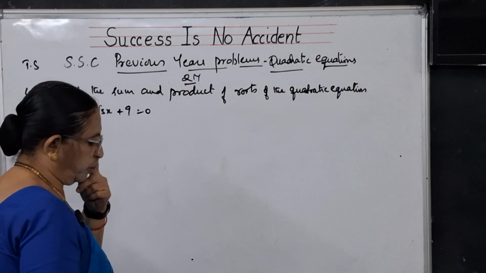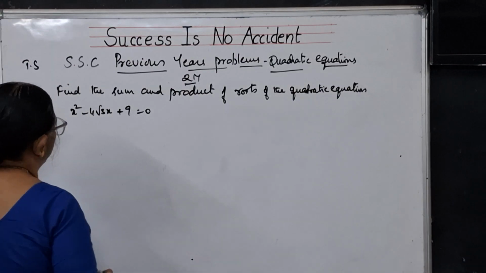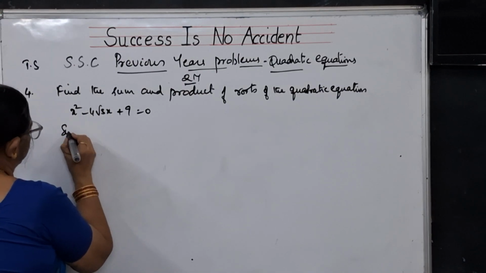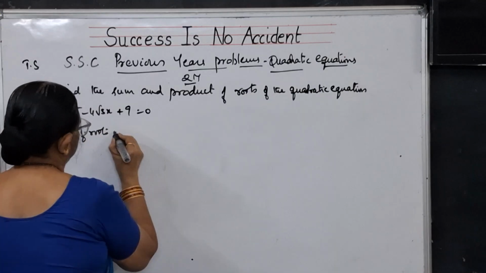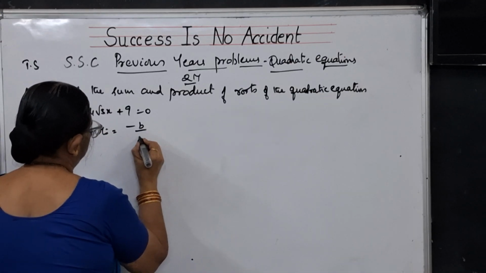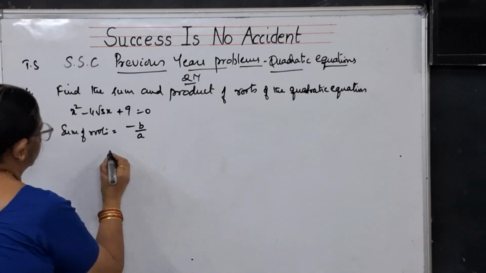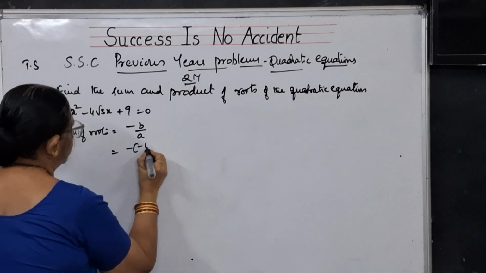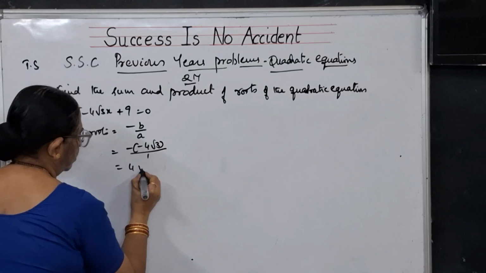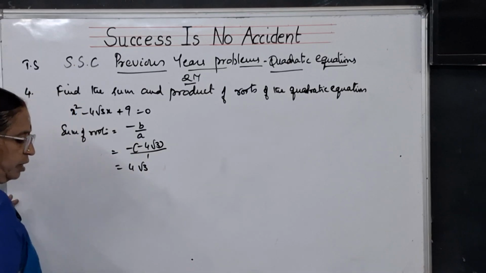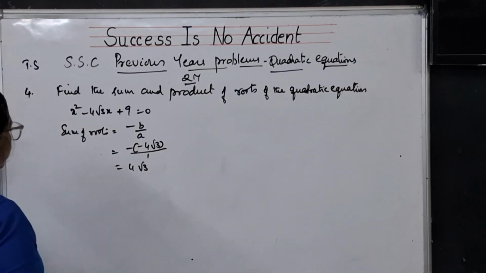The sum of the roots, the formula is minus b by a. That is minus of minus 4 root 3 by 1, that is 4 root 3 is the sum of roots.